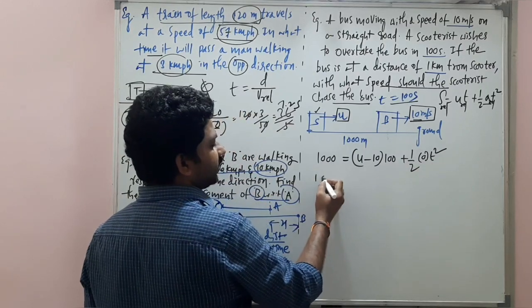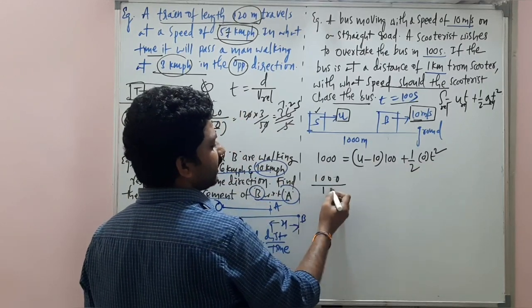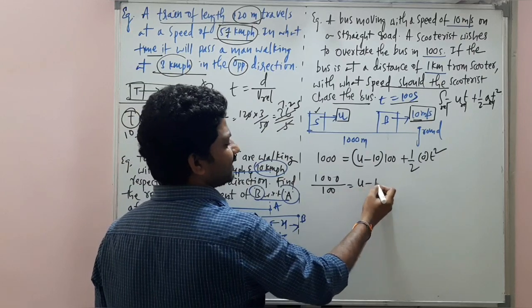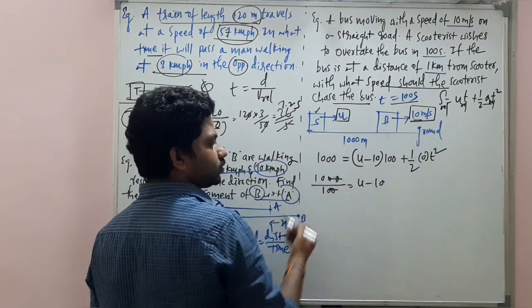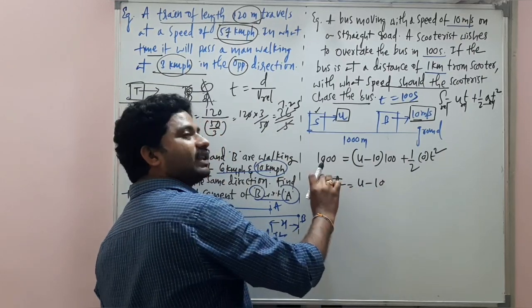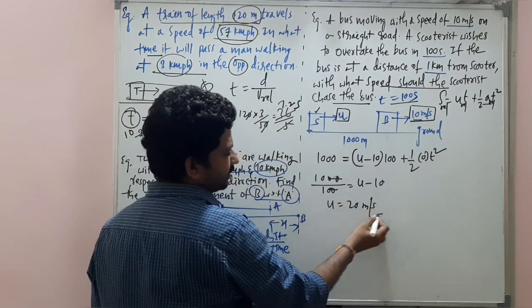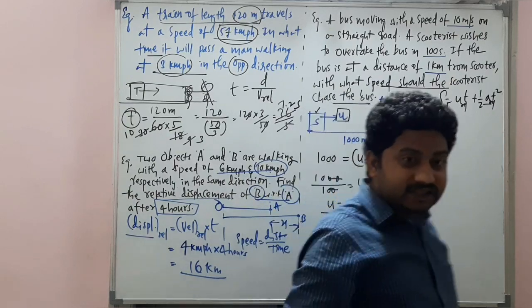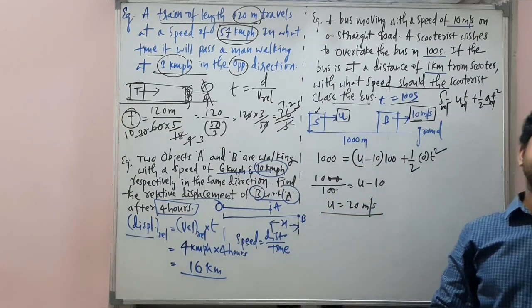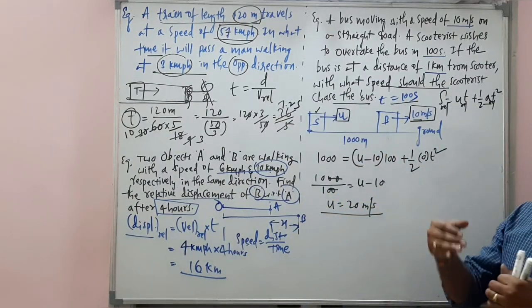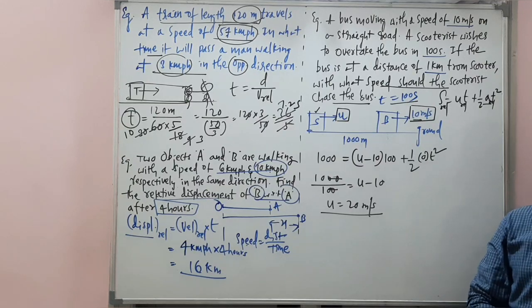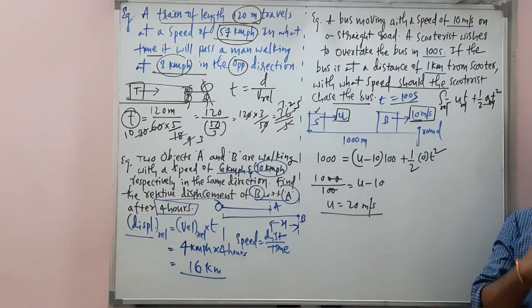Then I can say it is 1000 divided by 100, which is u minus 10. So two zeros, two zeros. Minus 10 comes to the other side, that will be plus 10. So you get u is equal to 20 meters per second, my dear students. In this way, the commonly asked questions are there. And let's solve some more questions based on the relative velocity topic.